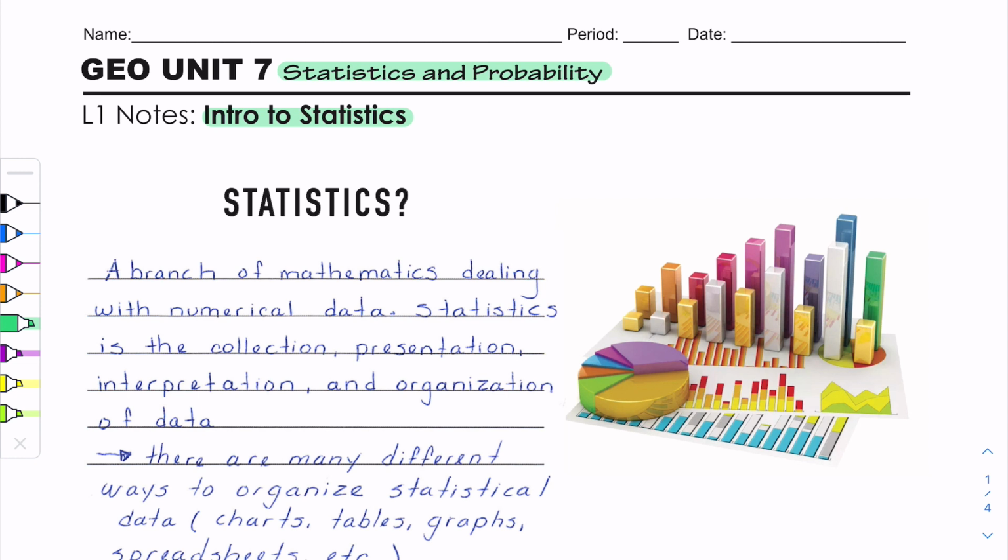So in general, statistics are a branch of mathematics dealing with numerical data. Statistics is the collection, presentation, interpretation, and organization of data. There are many different ways to organize statistical data. For example, we could be looking at charts, tables, graphs, spreadsheets, etc. So we're going to be looking at a variety of different statistical measures, but overall we're just going to talk about the general parts of this, and in future courses here at North Kingstown you will go further into statistics.